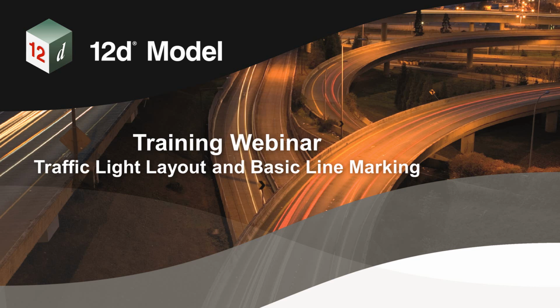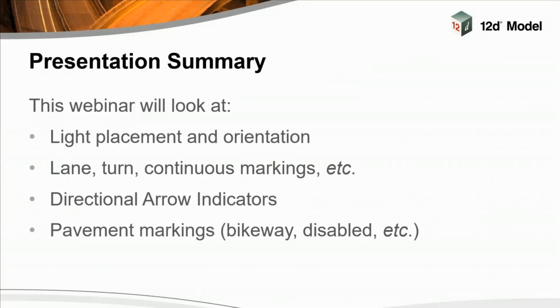Today's presentation, Traffic Light Layout and Basic Line Marking, is episode 4 in this series. This webinar will look at light placement and orientation, lane, turn, continuous markings and such, directional arrow indicators, pavement markings, such as bikeway and disabled markings, and several other bits and pieces that Peter will go over with you.